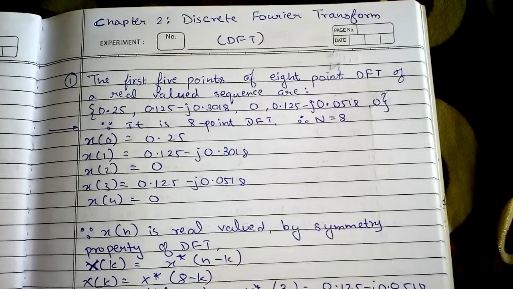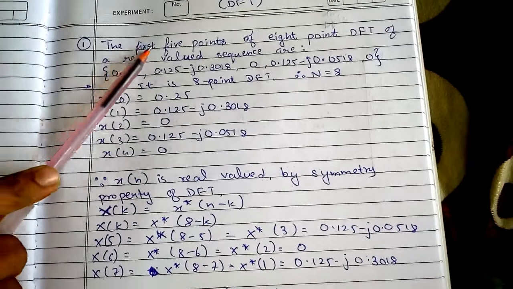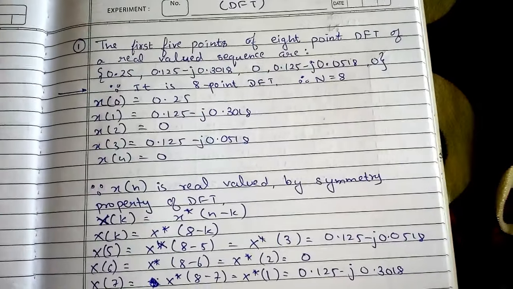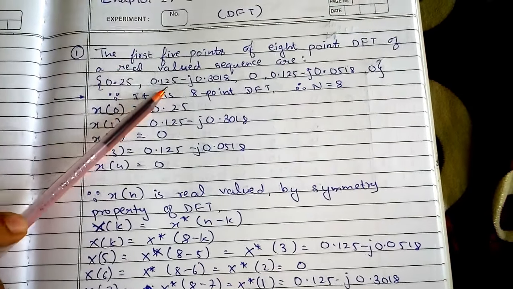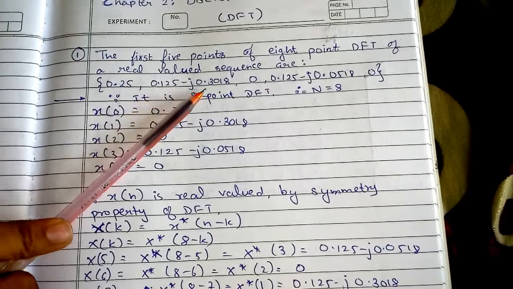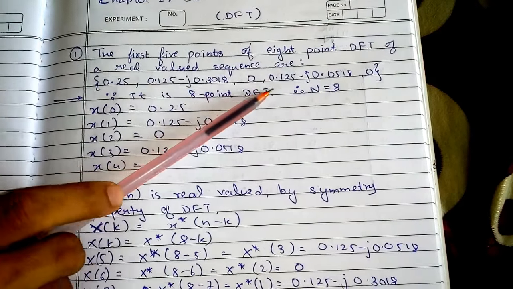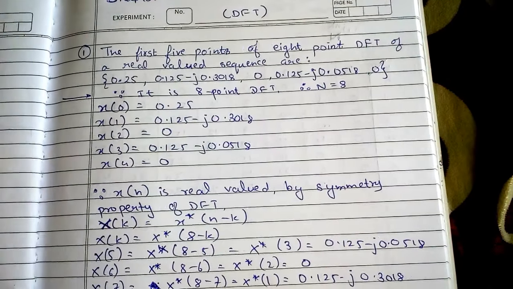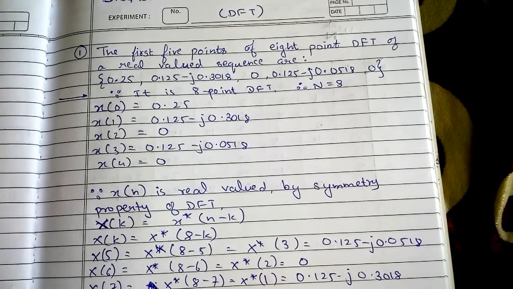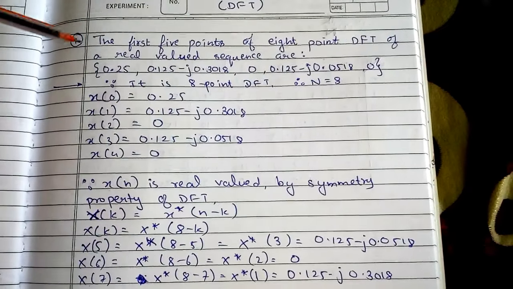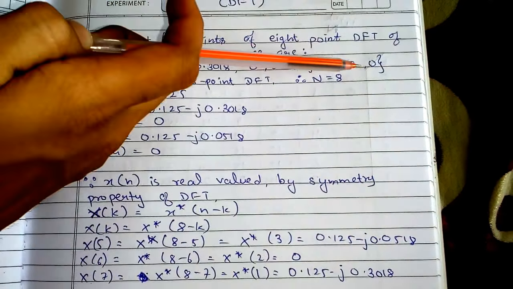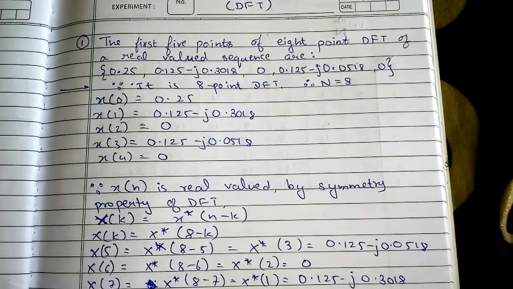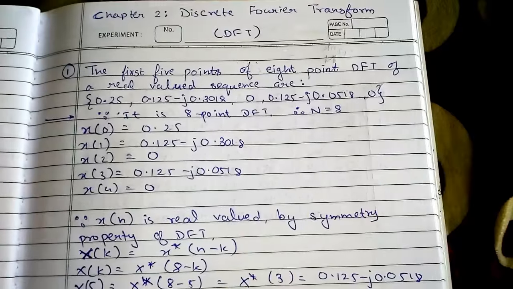Let's look at the first question. We are given the first 5 points of an 8-point DFT of a real valued sequence: 0.25, 0.125 minus j 0.3018, 0, 0.125 minus j 0.0518, and lastly 0. Now there are 5 points given. If I count 1, 2, 3, 4 and 5, 5 points are given. And it is told that it is an 8-point DFT, so we have to calculate the remaining 3 points.